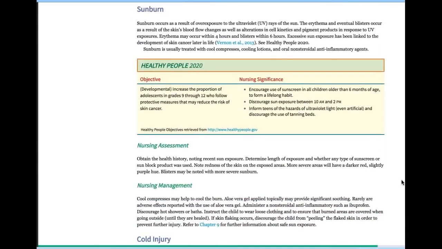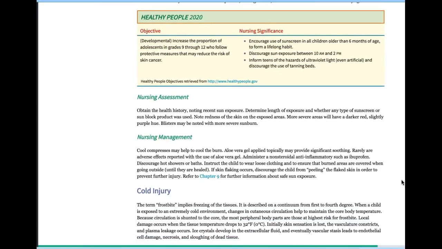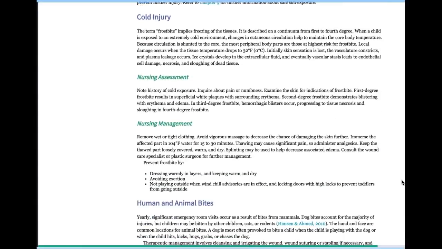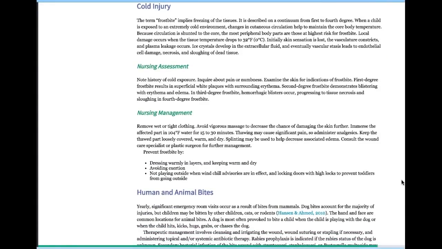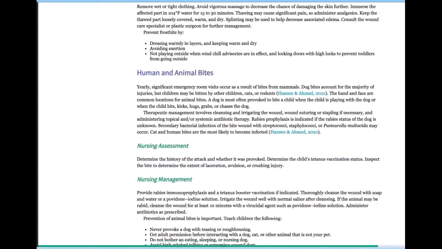Sunburn, we talked about SPF at minimum 15. Reapply every hour if they're in the water, every 2 hours if they're not in the water, and put it on 30 minutes before they go out into the sun. Frostbite. Not something that we see a lot around here, but the treatment for frostbite is to warm up the affected area. That can be very painful. So know that pain management is important in frostbite.